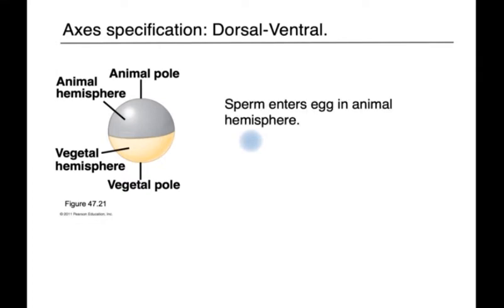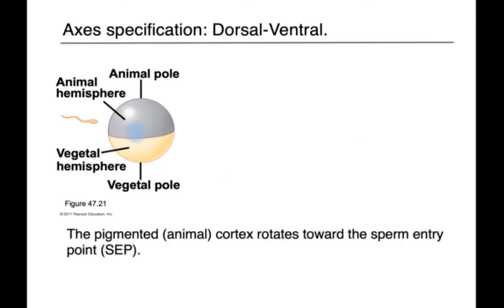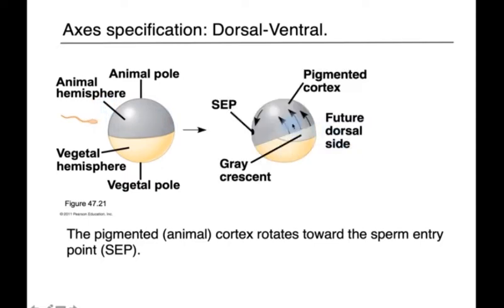The sperm always enters somewhere in the animal hemisphere. So we have our sperm over here, and it's going to bind somewhere up here. And when it does, it triggers an event that establishes this dorsal-ventral axis. Let's unpack that a little bit more. What happens is the pigmented animal cortex, I'll tell you what cortex means in a minute, rotates towards the sperm wherever it came in. So this is what that looks like, this outer cortex.